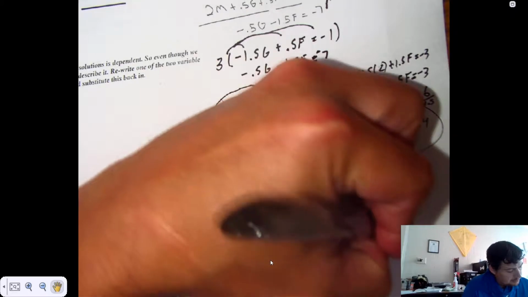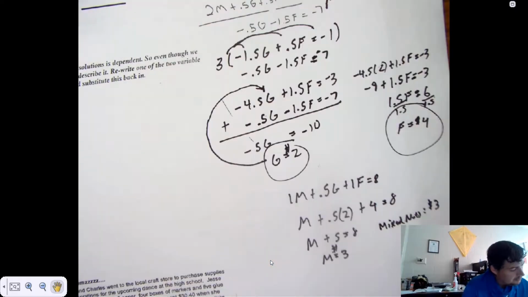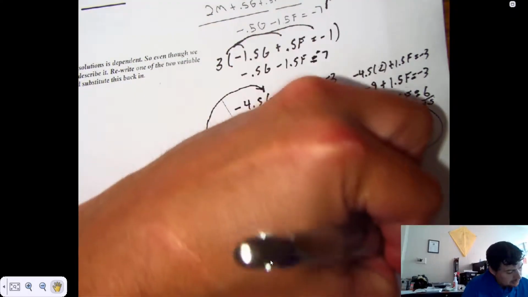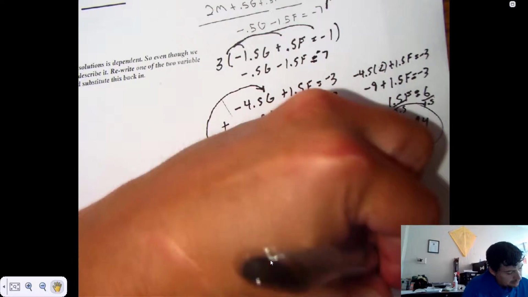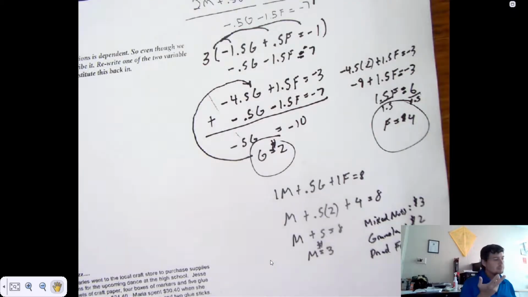But 1 plus 4 is 5. We're going to subtract that 5, and we got $3. So the mixed nuts was 3. The granola was 2. And the dried fruit was 4. That's how you finish that problem.